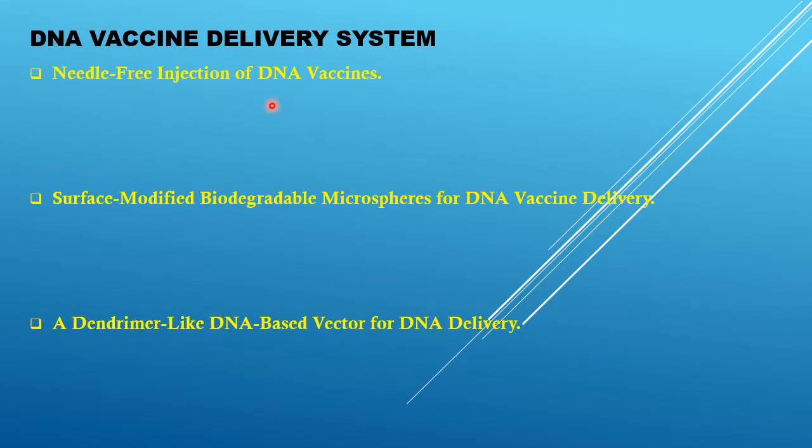So now we have talked about how the DNA vaccine can be produced, but the bigger challenge is how these DNA vaccines will be delivered to human tissue. Needle-free injection of DNA vaccines, surface modified biodegradable microspheres for DNA vaccine delivery, and a dendrimer-like DNA-based vector for DNA delivery. These are some methods by which the DNA vaccine can be delivered.